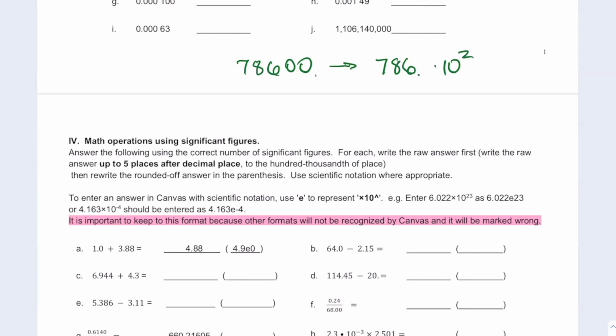Scientific notation requires you to take this decimal point that is implied but not shown, and move it all the way to the leftmost digit. Okay, that's scientific notation. It's a form of exponential notation. So this number would be 7.86 times 10 to the 4th, because we moved the decimal 4 places. Whenever you put that decimal point just to the right of your leftmost digit, that's scientific notation. Otherwise, it's exponential notation.